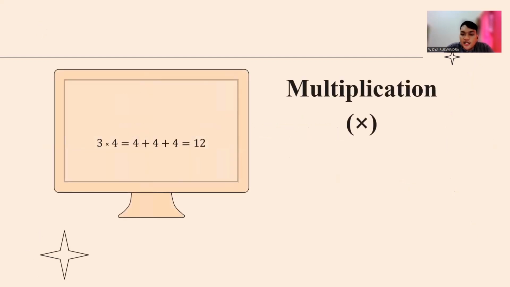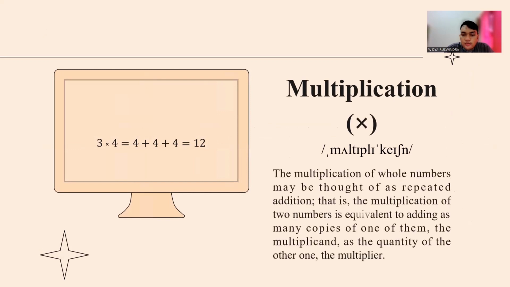Okay, next vocabulary is multiplication. This is the symbol of multiplication, like a cross or like an X. Pronunciation is multiplication. The multiplication of whole numbers may be thought of as repeated addition. That is, the multiplication of two numbers is equivalent to adding as many copies of one of them, the multiplicand, as the quantity of the other one, the multiplier. For example, 3 multiplication 4 equals 4 plus 4 plus 4 equals 12.